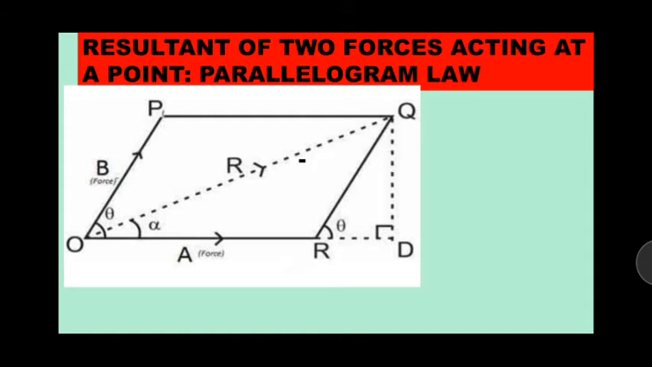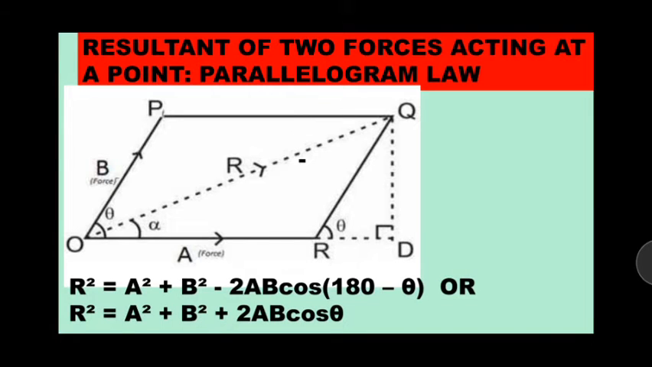We have a force B on one of the sides and force A on the other side, OR. So our OQ, we see our diagonal being represented with our R. That R written there is the resultant. Now these are the basic formulas that we need. We're simply applying something that looks like the cosine rule. Remember the cosine rule we treated in bearing in mathematics. Very good.